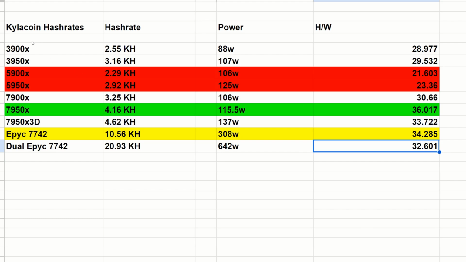Now, if we learned anything between the 3 and 5,000 series, we may actually see the 9,000 series perform less than the 7,000 series for something like Kylacoin. Again, if it gets the boost on AVX512, we could see that outperform on Cubic, but we'll have to wait and see when we finally test it out. But here are the results based on the CPUs I have right now.